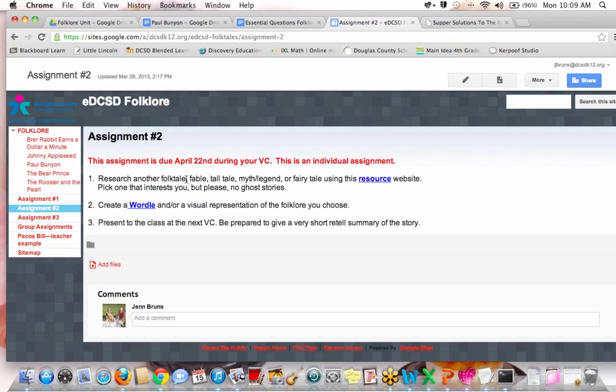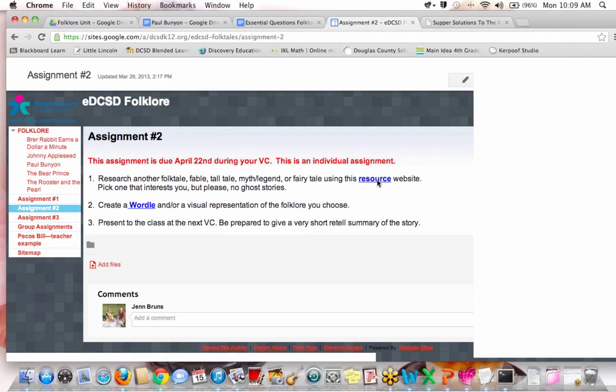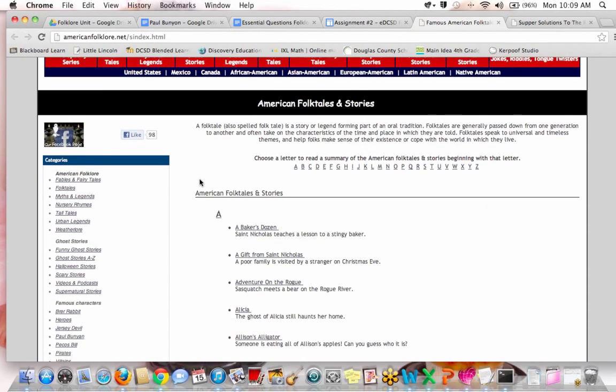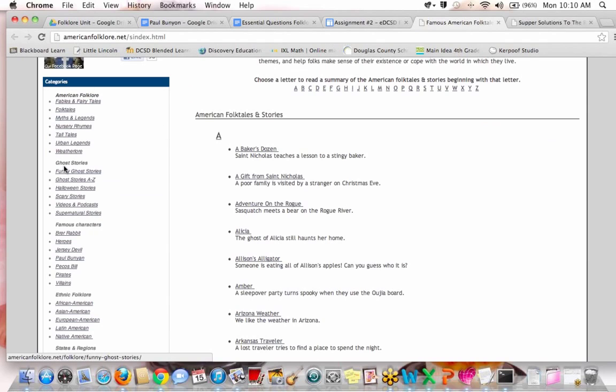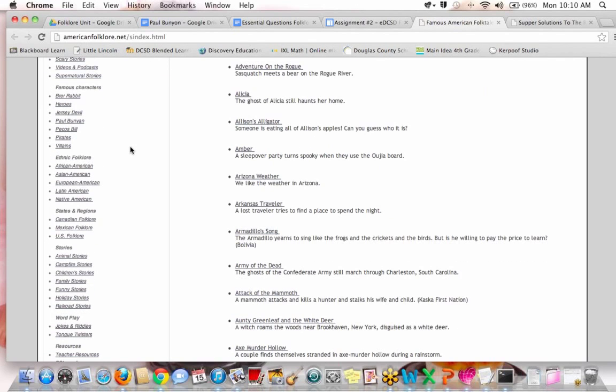You're going to choose a folktale, fable, tale, tall tale, myth, legend, or fairy tale of your choice by using this website. You're going to click on it, and there are a ton to choose from. I just want you to stay away from these ghost stories. That's not the type of stories that we're looking at right now. It'd be really great if you would choose one from this list right here. Although, as I was saying earlier, maybe you have Latin American or Native American roots. Maybe you want to look at one of those, and that's totally fine too.